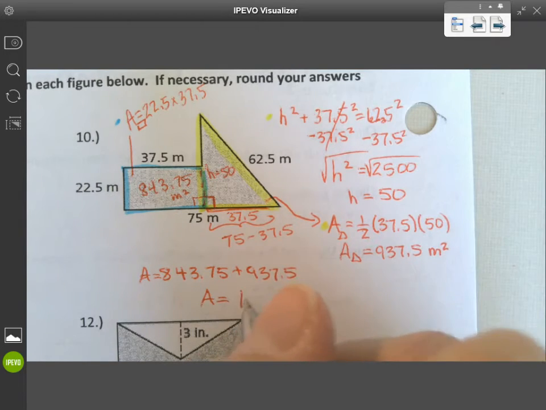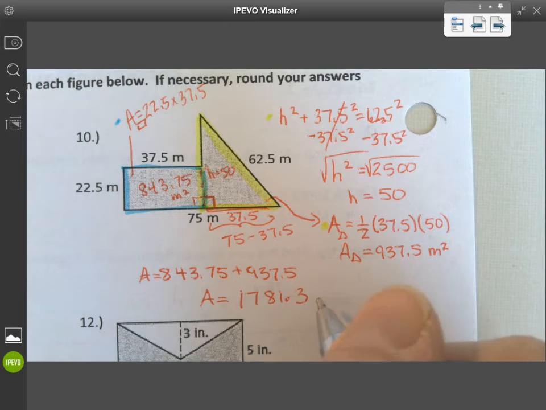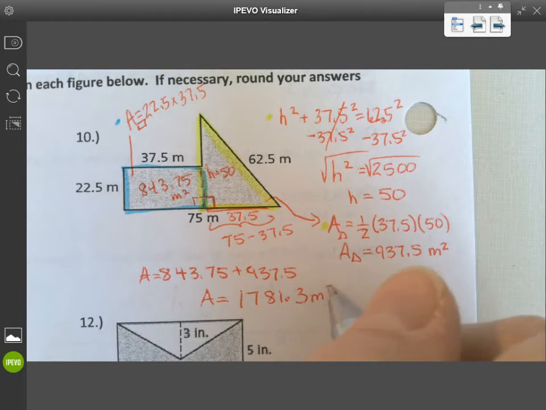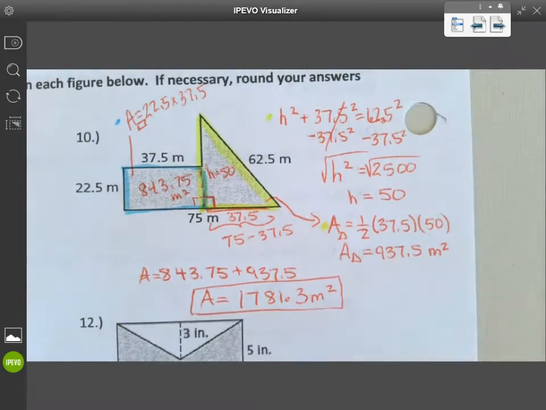I have it as 1,781.3 if we round to the nearest tenth. Does anybody agree with that? It was 0.25, but I got 0.3. Yeah. Are we good? Okay.